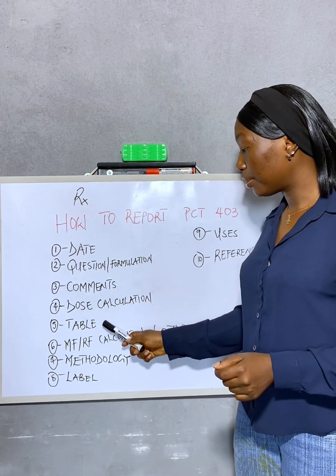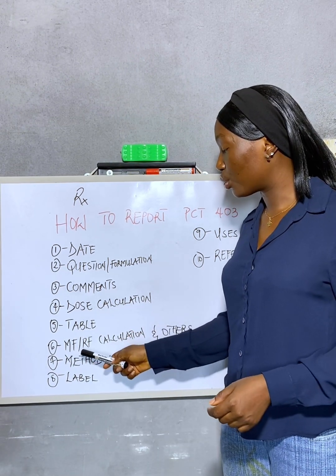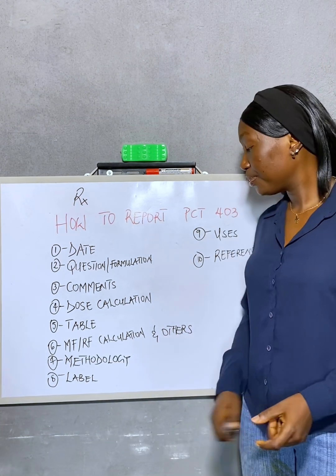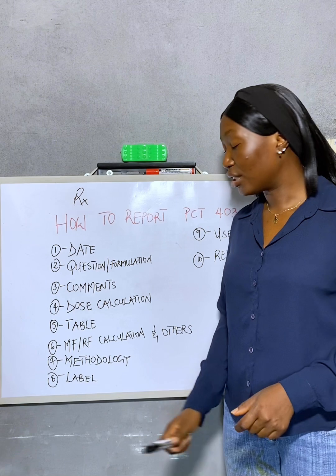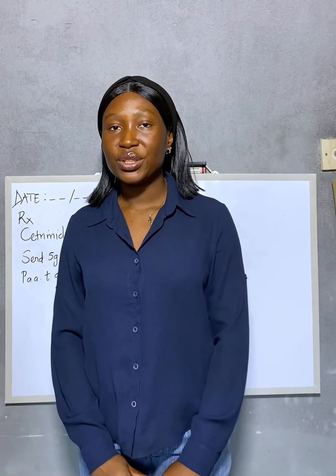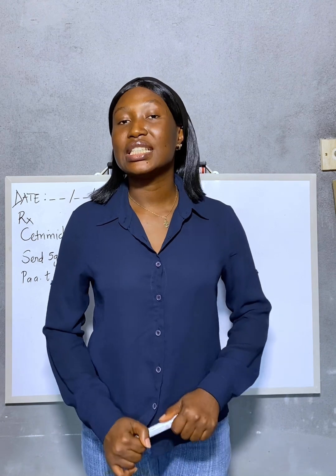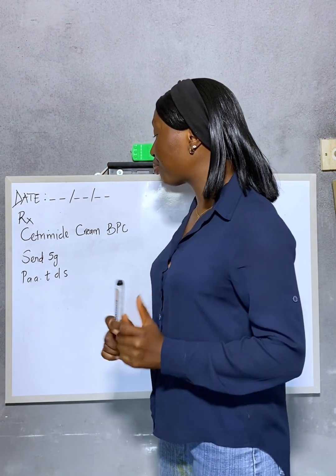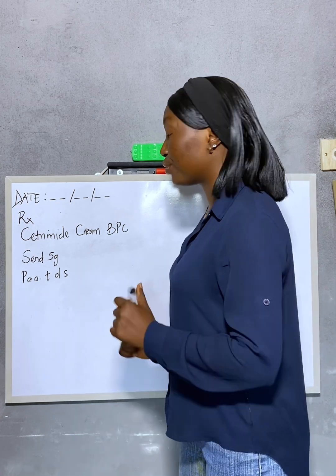Then you have your table. Then you have your multiplying factor or your reducing factor calculation, and others as the case may be. Then you have your methodology and your label, followed by uses and references. What we'll be looking at on this episode is cetrimide cream BPC. You have to send 5 grams, and this is the direction of use.